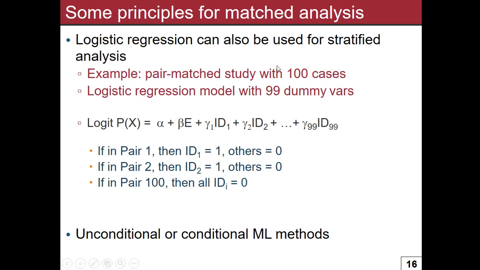The technical way to deal with this, if you had 100 matched pairs, each with 2 people, you would have to fit a model with 99 dummy variables, each representing 1 matched pair. That would be the way to deal with that analysis. That would be the logistic model that corresponds to a 100 matched pair study. This is exactly the same as doing 100 stratified tables in a Mantel-Haenszel test or the McNemar test. This is exactly how you would do that.